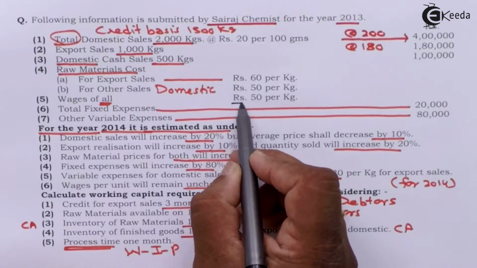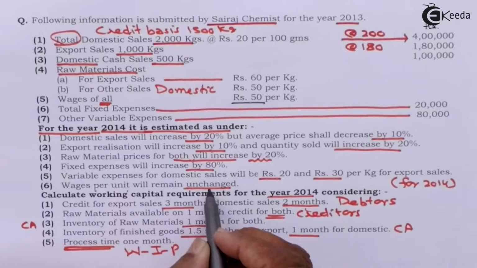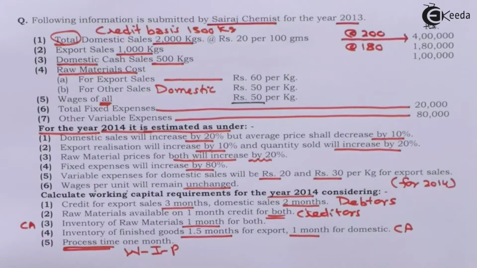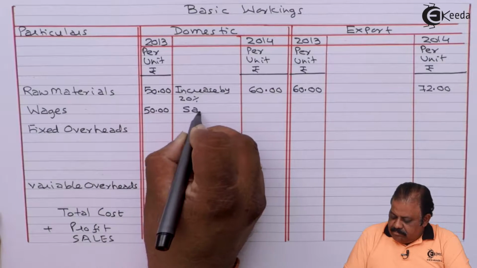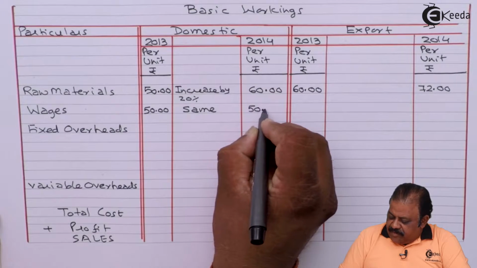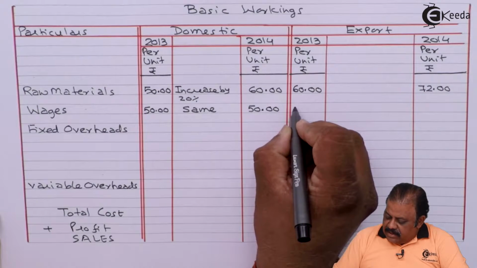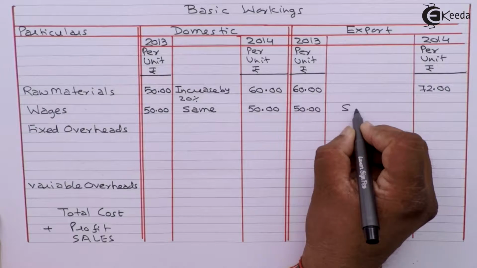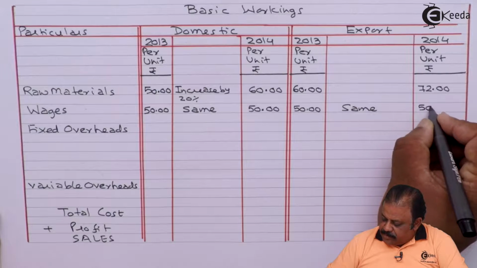Wages rupees 50 for all. Wages per unit will remain unchanged. That means for current period as well as for estimated period, wage rate will be rupees 50 per unit. For domestic, current year 50. For 2014, it will be 50 rupees. In case of export sales, for current year 50. For projected 2014, same 50 rupees.